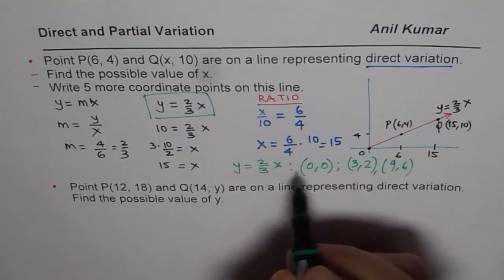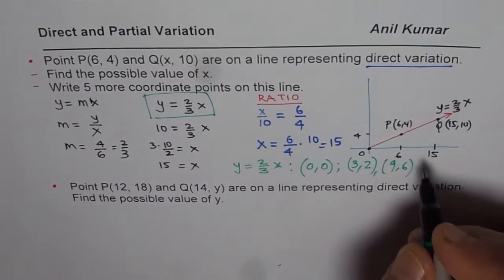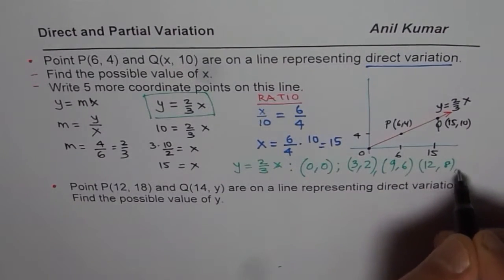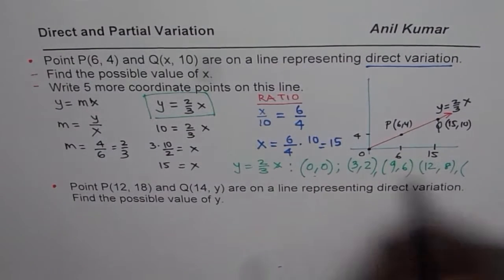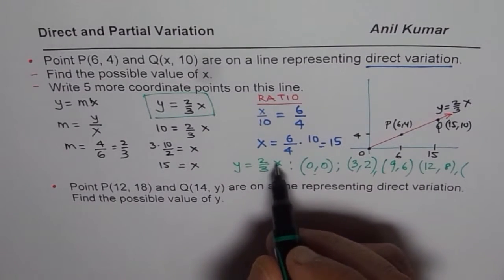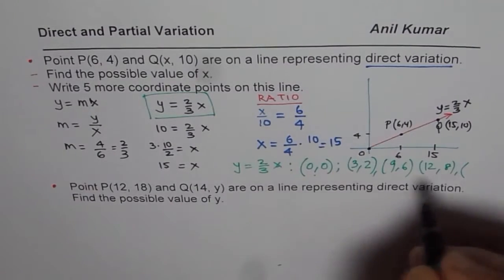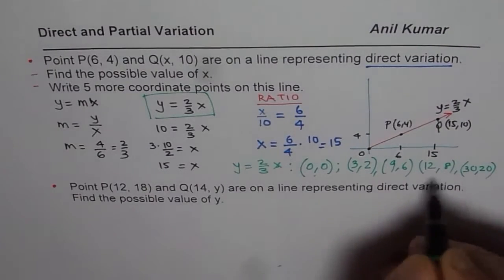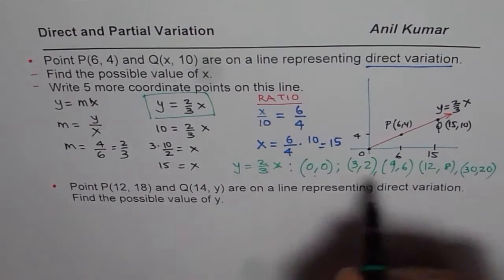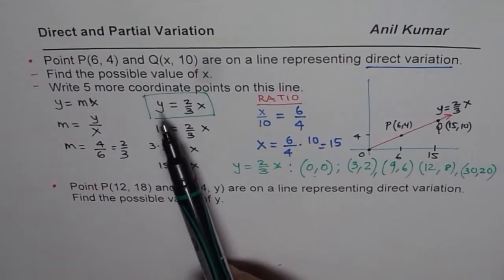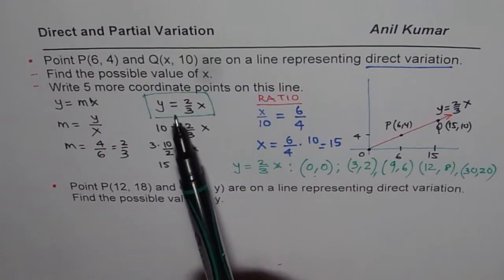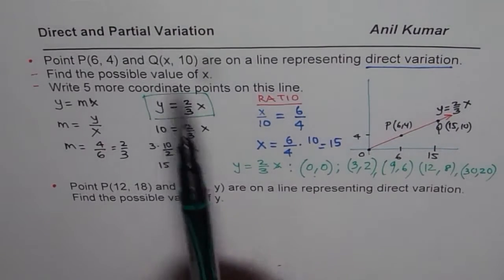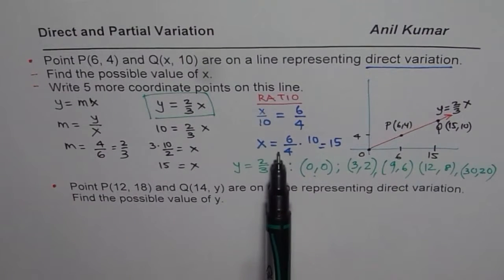And then we could take 12. For 12, the value will be 4 times 2, which is 8. Then one more point to go. We could take 30, for example. If I take 30 for x, then it is 10 times 2, so we get 20. Likewise, we can get many points from the given equation. So getting the equation is helpful when you need to write many points. But if you want to find just one point, then ratio is a better approach.